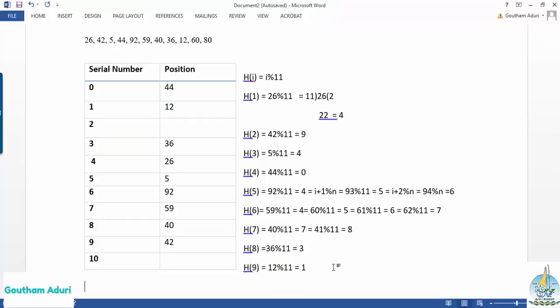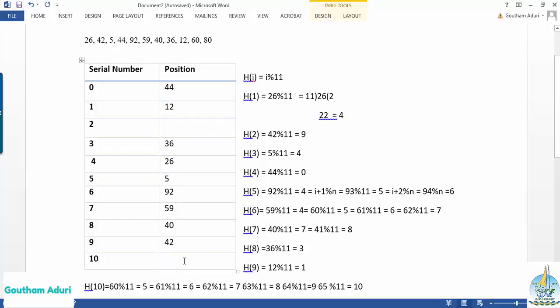And then H of 10 is 60 mod 11, it's going to be 5, I have to increment, it's 61 mod 11, and it's 6, and then now I have to increment it by 2, 62 mod 11 is 55 7, next 63 mod 11, so it's going to be 55 8, and then I have to increment it by 4. 64 mod 11 is 55 9, and then I have to increment it by 5. 65 mod 11, so it's 55 10. So when I increment it by 5, it's going to be at 10, so its position is 60.